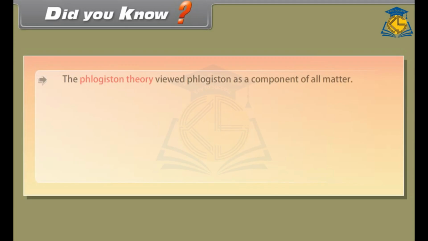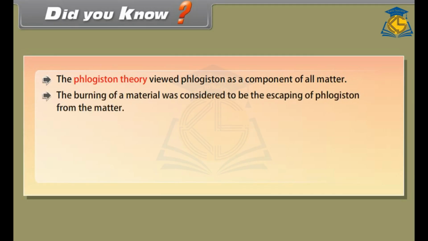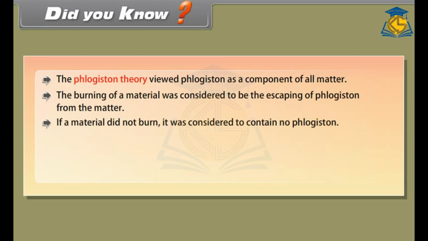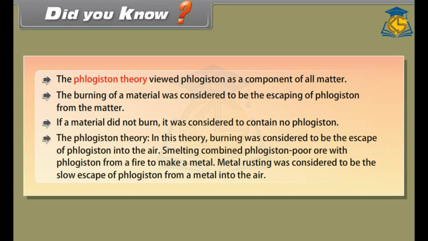Did you know the phlogiston theory viewed phlogiston as a component of all matter? The burning of a material was considered to be the escaping of phlogiston from the matter. If a material did not burn, it was considered to contain no phlogiston. The phlogiston theory. In this theory, burning was considered to be the escape of phlogiston into the air. Smelting combined phlogiston-poor ore with phlogiston from a fire to make a metal. Metal rusting was considered to be the slow escape of phlogiston from a metal into the air.